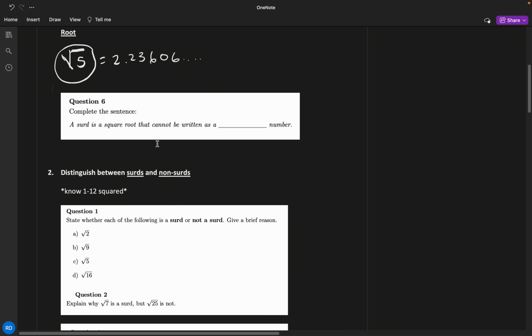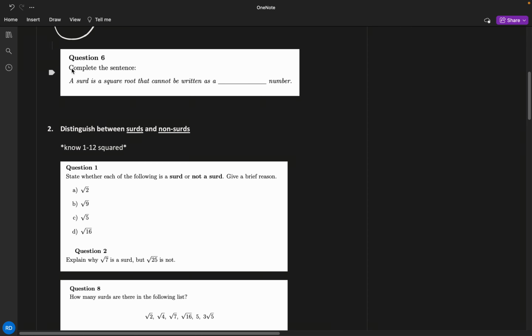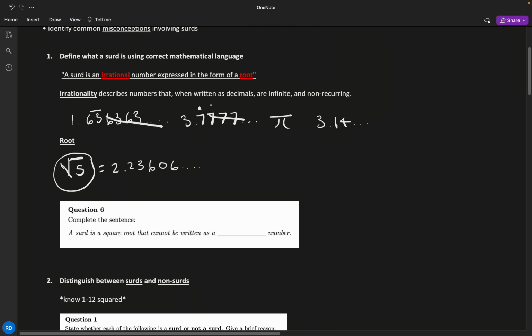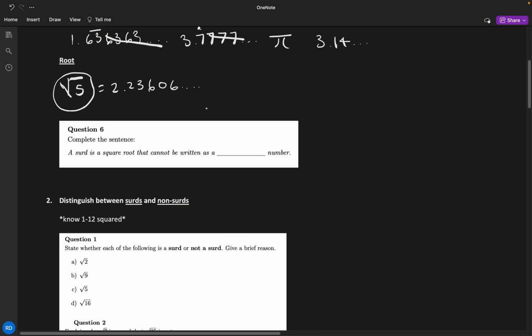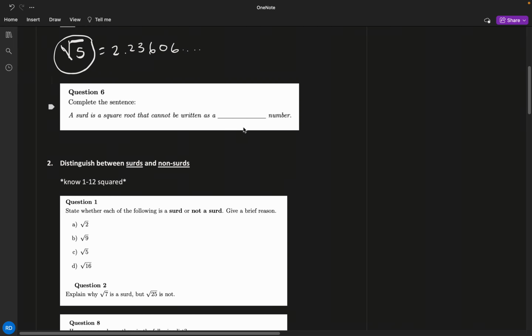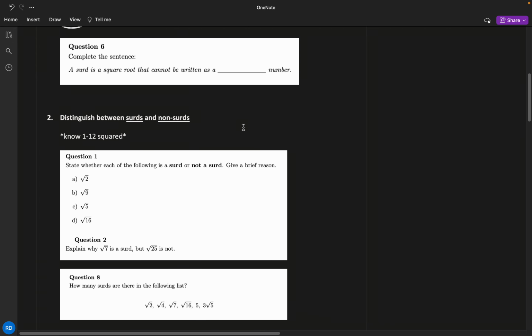Cool, so we'll do this question quickly. A surd is a square root that cannot be written as a something number. So given surds are irrational, and they've already used the word square root here, I would say it can't be written as a rational number. I'm not going to write that just because my handwriting's bad, but I'd do rational for this one.